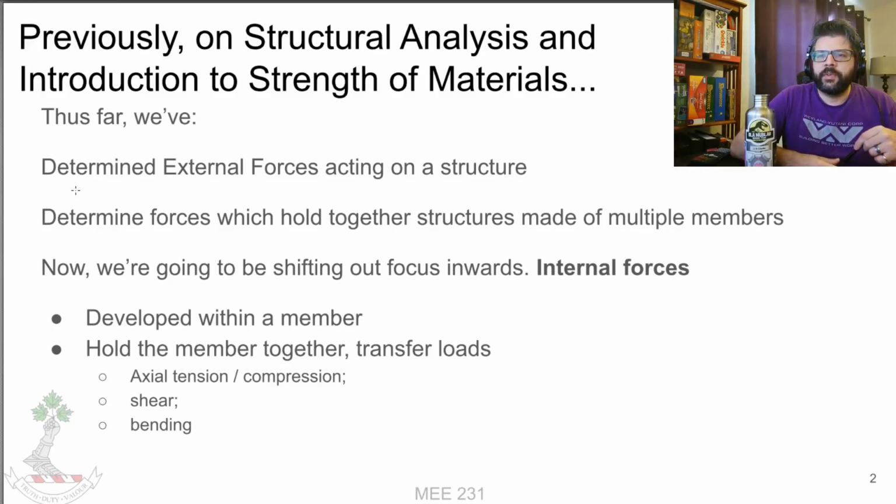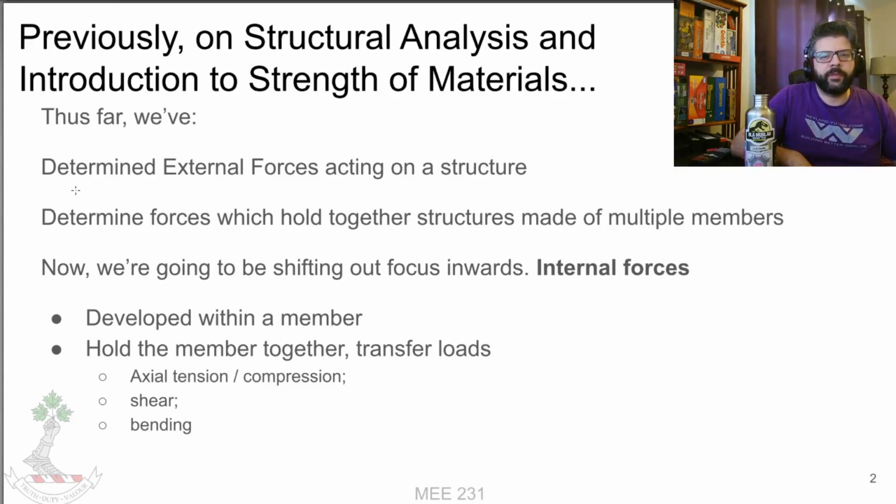So we're going to start looking inwards. So we're looking at internal forces. Those are stuff that is developed within a member, and those are what hold the member together and transfer loads from that member to external bodies, such as supports, or other parts of the structure. So an internal load is what gets the tension from one end of a two-force member to the other end of a two-force member.